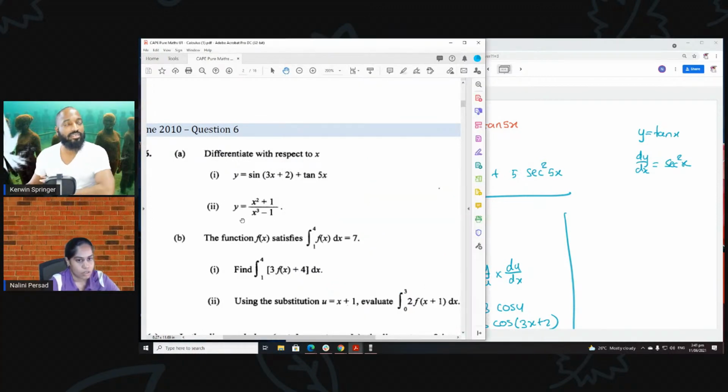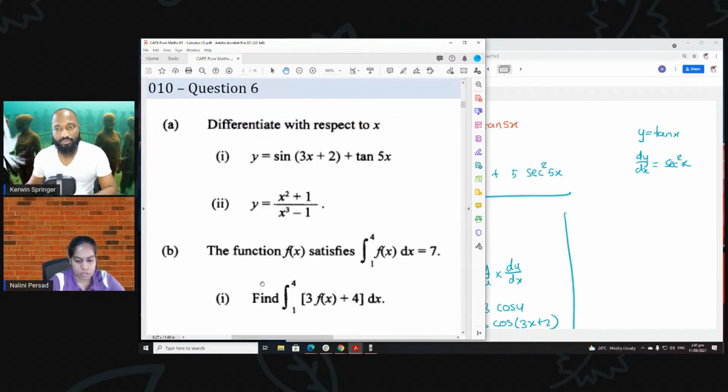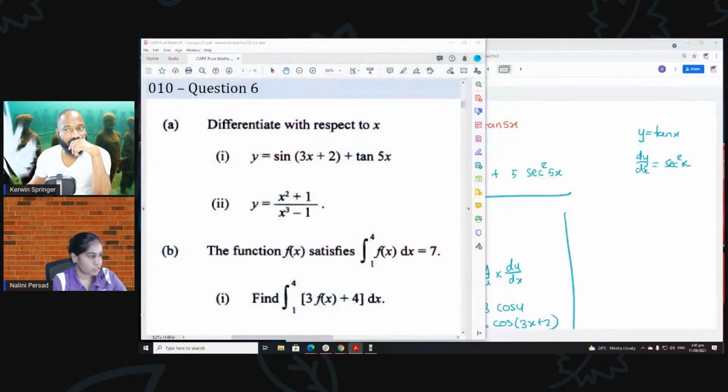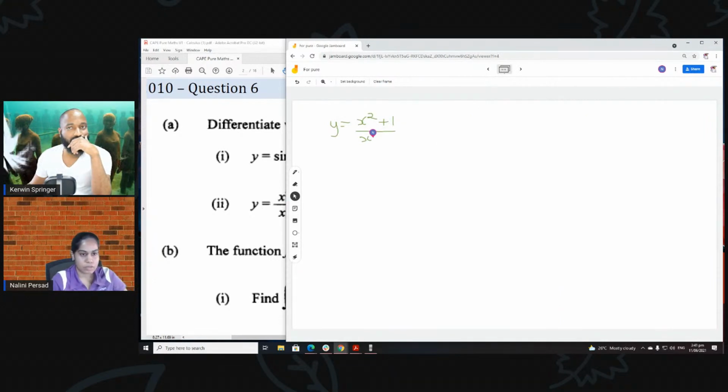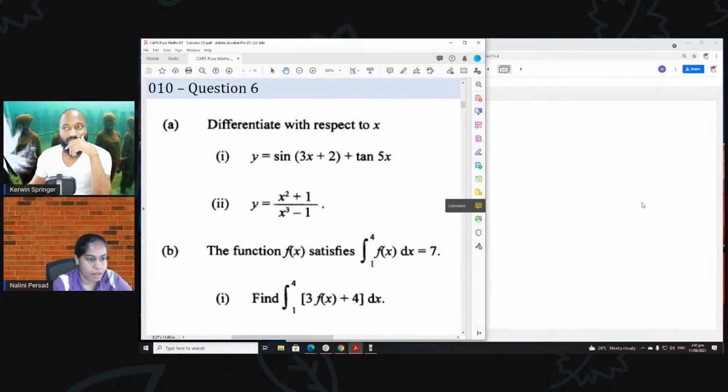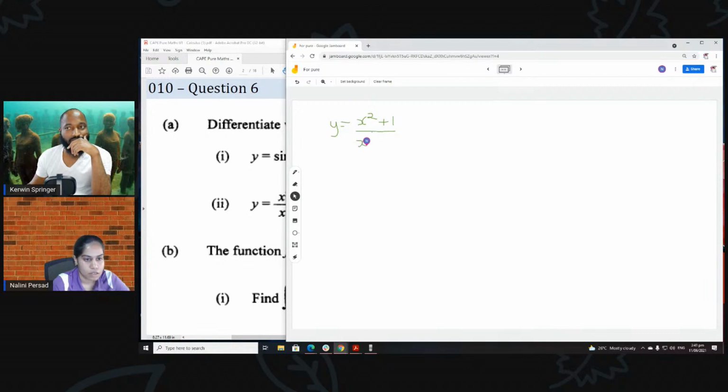Okay, so part 2 of it asks you to differentiate x squared plus 1 over x cubed minus 1. So y is equal to x squared plus 1 all over x cubed minus 1. This is supposed to remind you of something. How would we differentiate this?